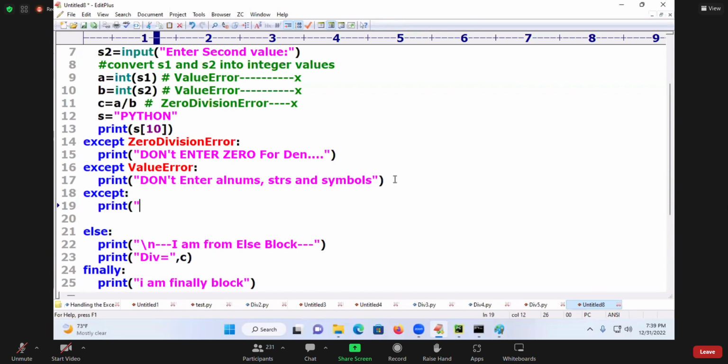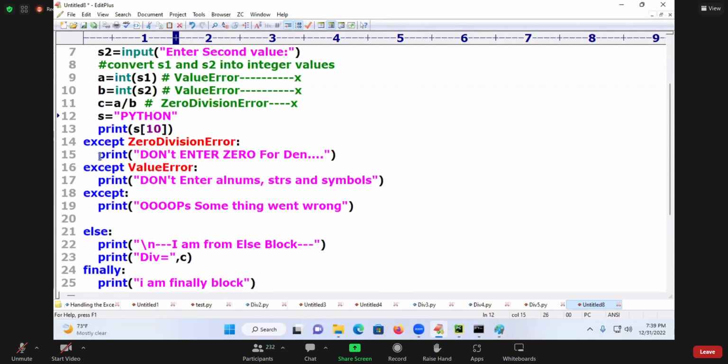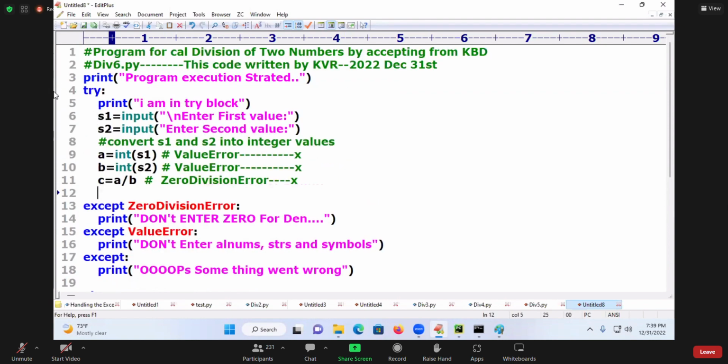To capture a 2024 exception today, as a precaution, for long-term benefits, KVR sir will write today what? One except block I will write, without exception name. For what? Capturing the 2024 exception, for that unknown person, for the new programmer. I am telling, what is that? Oops. At that time I will tell, oops, something went wrong. Something went wrong, I am saying.